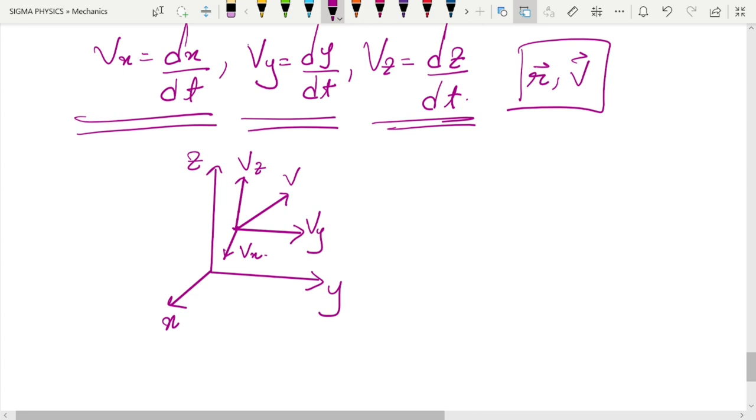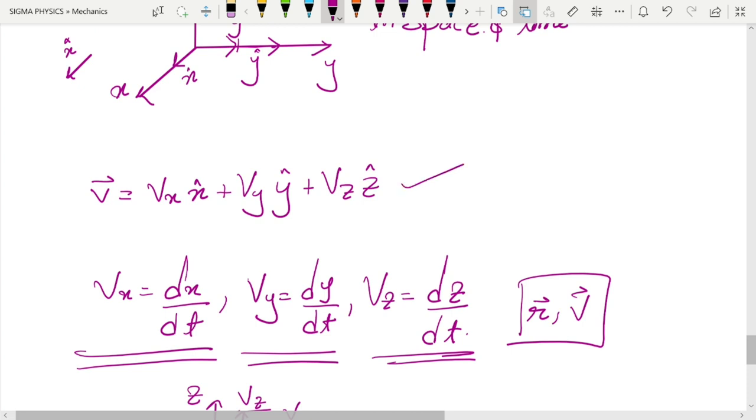So instead of working generally in all three dimensions, what you can do is first find the particle's velocity in the x direction. You can find vx. You can then find the particle's velocity in the y direction, and then the particle's velocity in the z direction, and add it up in this manner. And you will get its velocity in three dimensions, right?